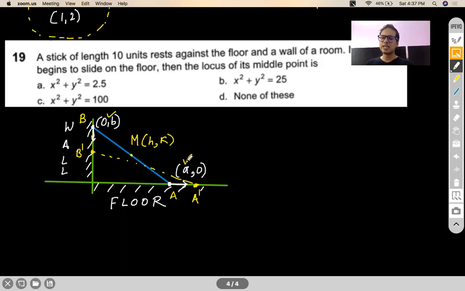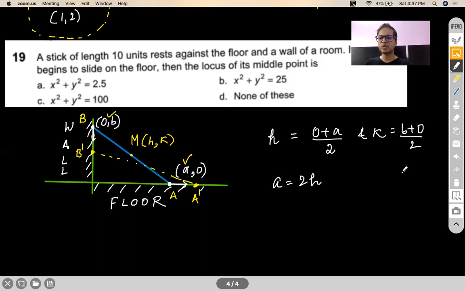No, parameters are sometimes important for us to solve the question. Now, if I ask you, what would be your relationship between H, A and B, and K, A and B? What will you say? You'll say, sir, simple. I will apply the midpoint formula that we had learned in the very first class. So H will be 0 plus A by 2, and K would be B plus 0 by 2. Correct? That means your A will be 2H and your B will be 2K.